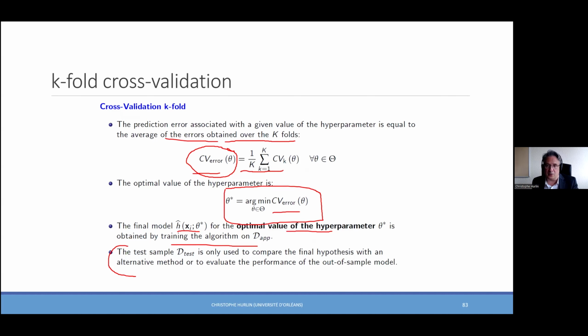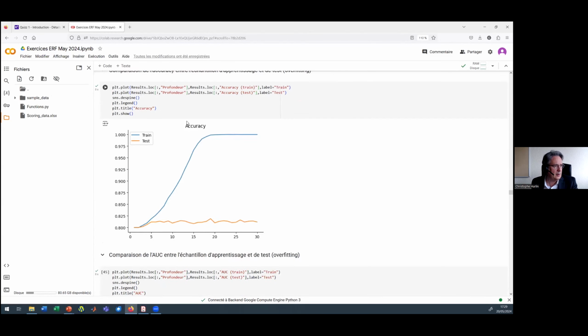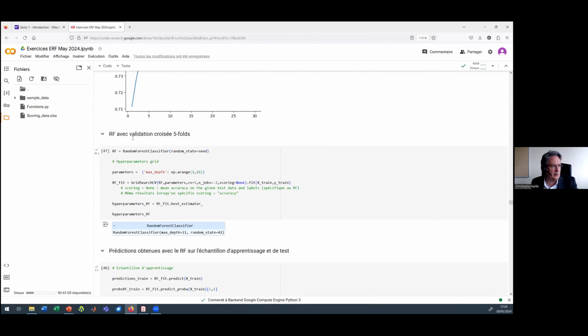I insist a lot on this point because, with Python, it's really easy to make a cross-validation, but you have to understand why you have this type of overfitting issue, and then why to make a cross-validation, because sometimes people do cross-validation, but they don't really understand why they do it. You will discuss this point later with validation.